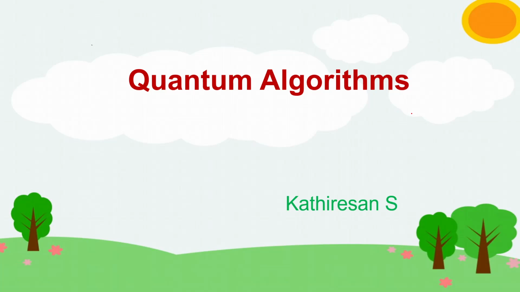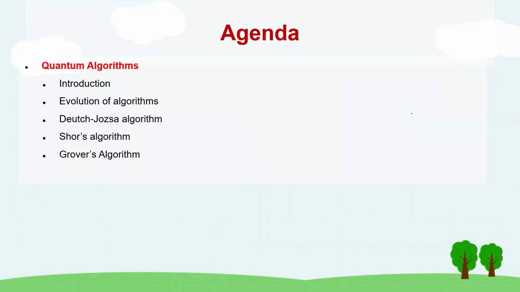Okay, so we're going to learn quantum algorithms. This is the agenda. We'll try to get some introduction and then see how these algorithms evolved over a period of time, and then finally we will go into a little bit of detail. We will see these algorithms in detail. I would say these are not algorithms; they are like magic tricks. Later you will see why I call this Shor's magic or Grover's magic or DJ magic.